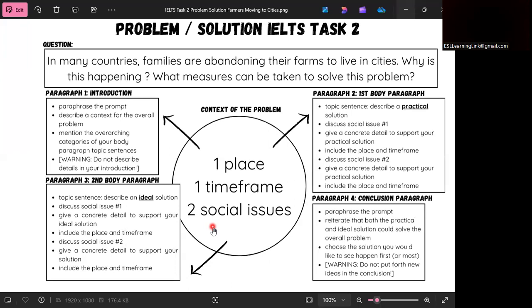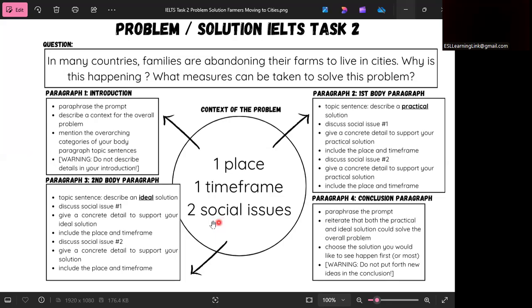So the previous generation may have had a large family, but due to birth control access, the next generation or the current generation has a smaller family, and that family cannot manage the farm. So they abandon the farm to live in the city. They don't necessarily sell their farm, but they don't work it anymore because they don't have the human power to manage the farm anymore. Okay, so that could be one of the social issues.